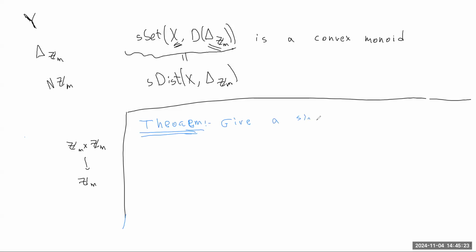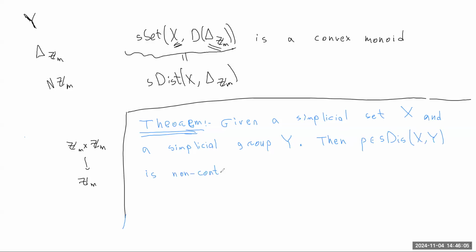Given a simplicial set X, and not only this, any simplicial group Y, then if we take a simplicial distribution P here, P is non-contextual if and only if P is weakly invertible.